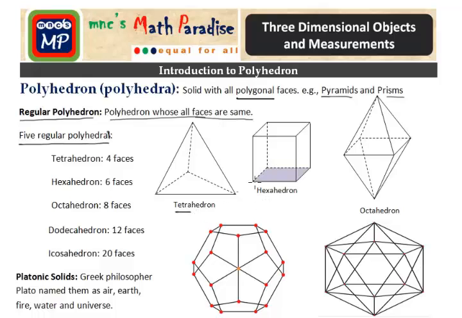Hexahedron: this one, all of these faces are square. There are a total of 6 faces, so this is the hexahedron. And during prisms we know this is a cube also. This is also called a cube.